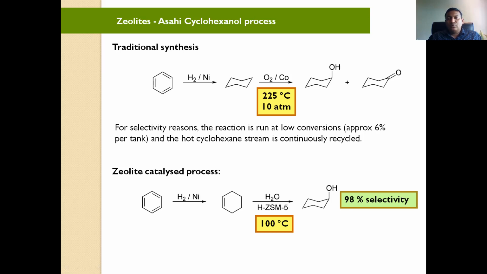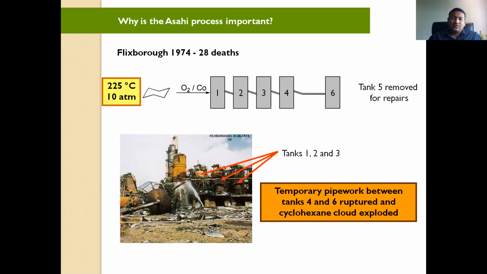So when we use this ZSM5 catalyst, you will have 98% selectivity. You will get this cyclohexanol using the zeolite catalyst, right? So this is the beauty of catalysis in synthesis, okay, and at the industrial level actually.